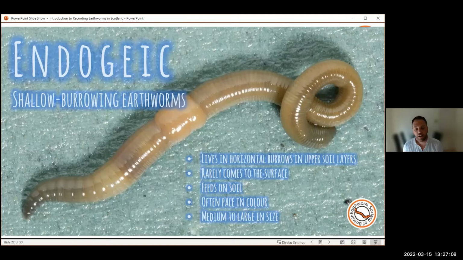Size is a red herring when it comes to the Endogenics. You get them it says here medium to large, but you can actually get them being even fairly small. And the largest of the Endogenics, Octolasion cyaneum, will give the Anecics a run for its money when it comes to size. It can get to 15 centimeters, no problem. It's quite a big, chunky earthworm, but it just looks very, very pale. So those are the Endogenics.